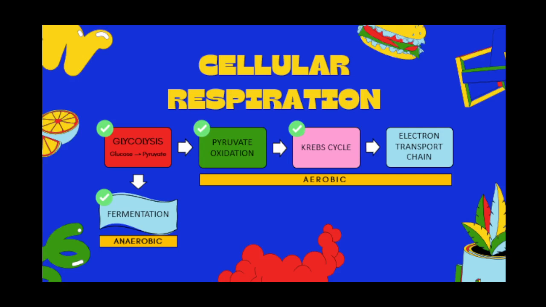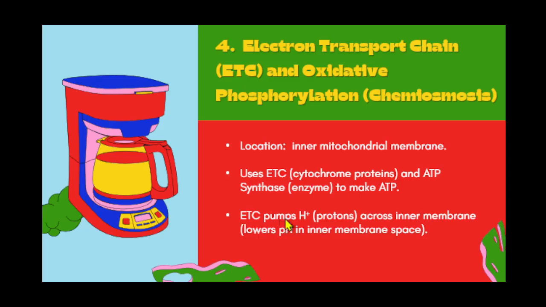We were done with glycolysis, we also talked about fermentation, and then if oxygen is present, it will continue to pyruvate oxidation after glycolysis, and after that it's the Krebs cycle. And so finally, today we will be having the electron transport chain. Let's see what the fuss is in the electron transport chain.